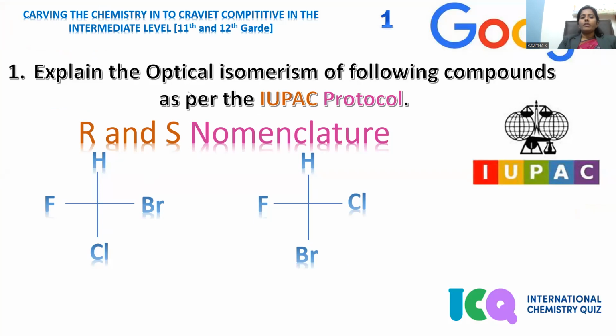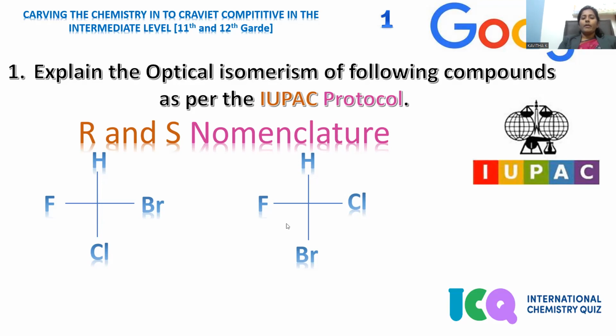If you are moving from higher priority to lower priority in a clockwise direction, it is called R configuration. Anti-clockwise rotation, called counterclockwise, is called S, right? So this is the way RS nomenclature, which is also called absolute configuration. In order to assign the absolute configuration, the compulsory condition is the carbon must be chiral. A chiral carbon is any carbon atom around which four different functional groups are attached. Then we can say that is the chiral or optically active carbon atom.